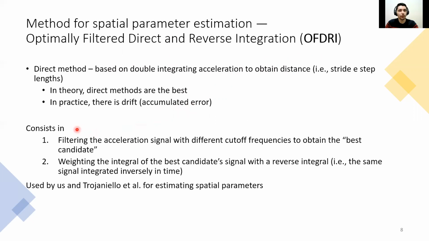How this method tries to tackle the accumulated error is by first filtering the acceleration signal with different cutoff frequencies to obtain the best candidate, so to say. And then you weight the integral of the best candidate signal with a reverse integral, which is actually the same signal but integrated inversely in time. And this is used by us and also employed by Trojaniello et al. for estimating spatial parameters.